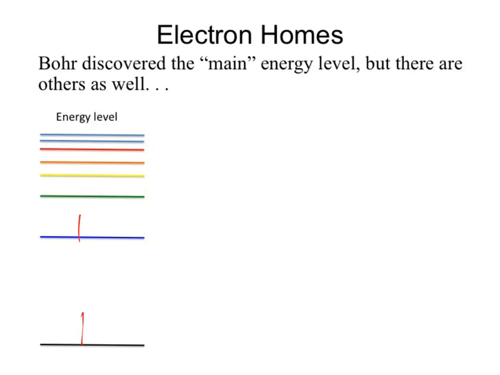Neon? 10, because we have to balance out the 10 protons. Our theory's already falling apart. Well, that kind of sucks. Okay. So we add an extra kind of caveat to this.